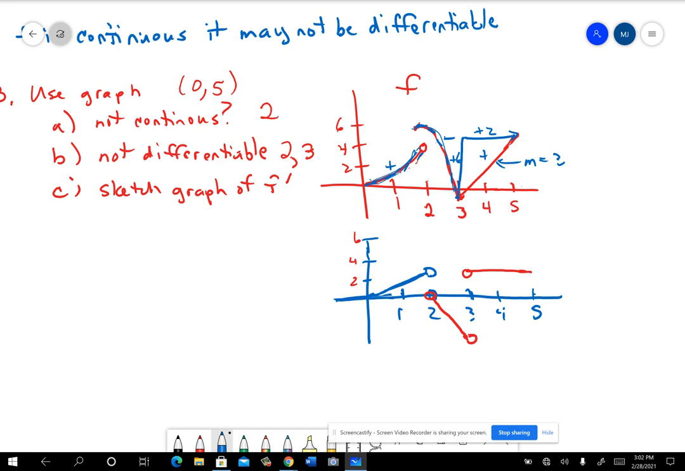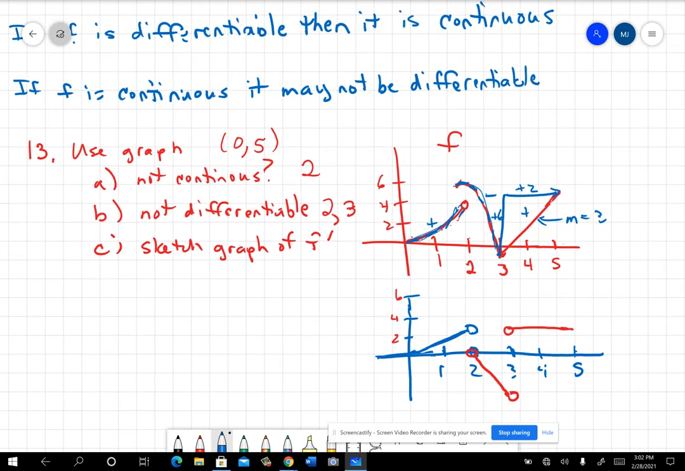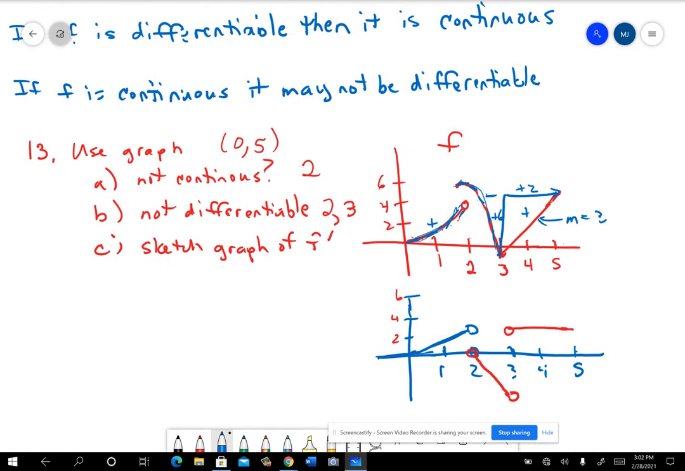All right, so a couple other things we talked about in section 3.2 is the idea that if your function is differentiable, then that implies it must be continuous. But watch it: a function can be continuous, but it may not be differentiable, and that's because you could have a sharp point like that. So that's what's going on in section 3.2.